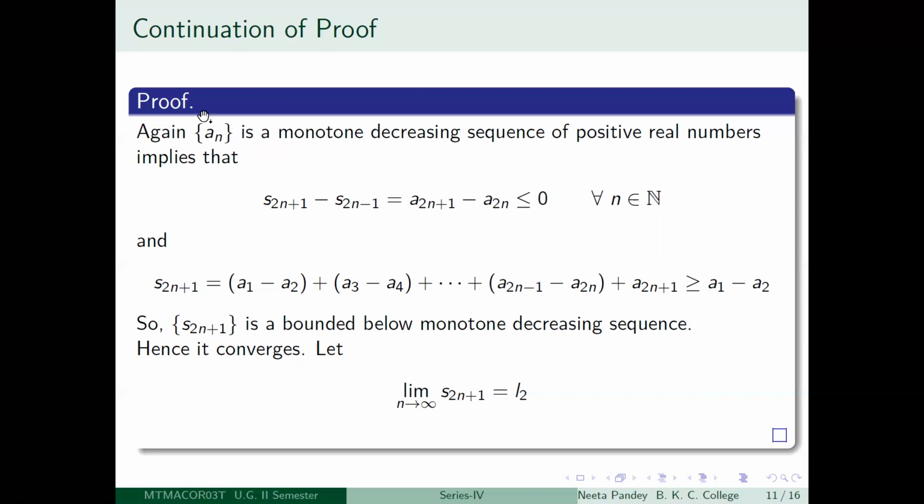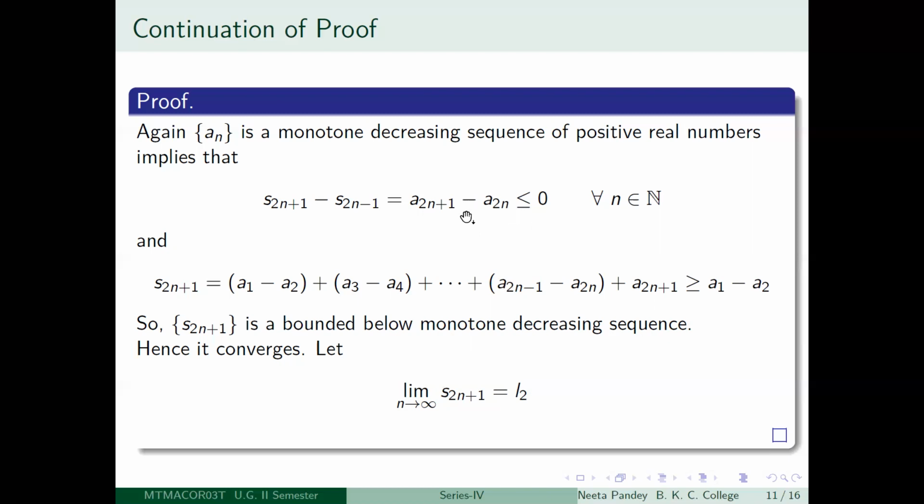Again, AN is monotone decreasing. So A2n plus 1 is less than or equal to A2n. It keeps on decreasing. So therefore, A2n plus 1 minus A2n is less than or equal to 0. So what does that tell you? It tells you that S2n plus 1 is less than or equal to S2n minus 1. So if you start with n equal to 1, then you have S3 is less than or equal to S1, S5 is less than or equal to S3 and so on, so that your S2n plus 1 forms a monotone decreasing sequence.